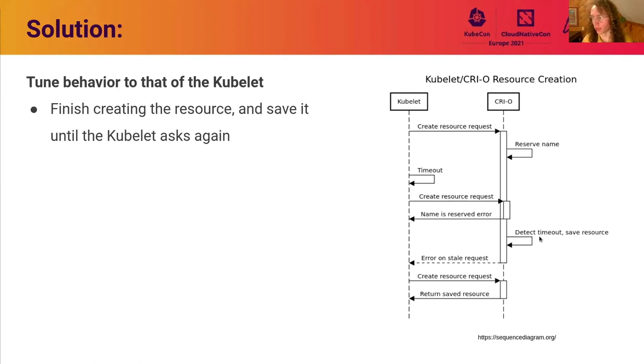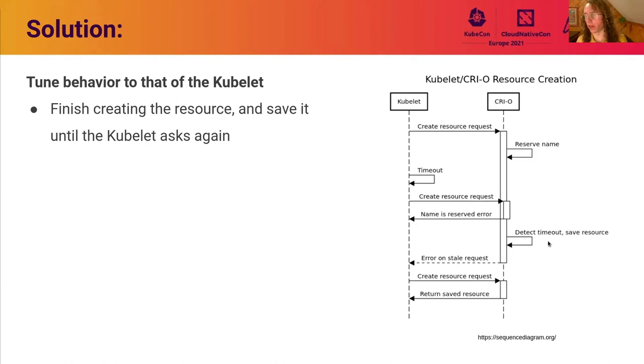But when CRI-O detects the timeout, instead of undoing all of the work that it had previously done, it stashes it, it saves that resource. It's able to do this because the kubelet is a special client in that it has very specific behavior. We, the CRI-O developers, know that the kubelet is going to re-request that same resource until it gets created. It's just going to keep going, going, going. Not only that, but it's going to keep the same unique name, the name that we had reserved, unless the API server changes the request. But then it's a new attempt number, which is a new name. So we know that the request is going to stay the same for that unique name.